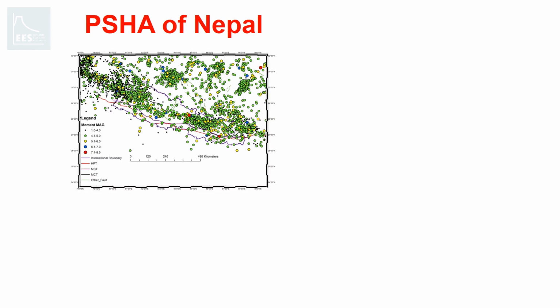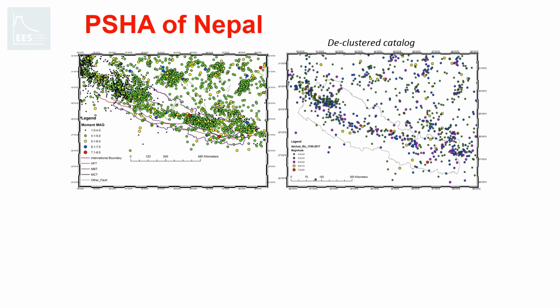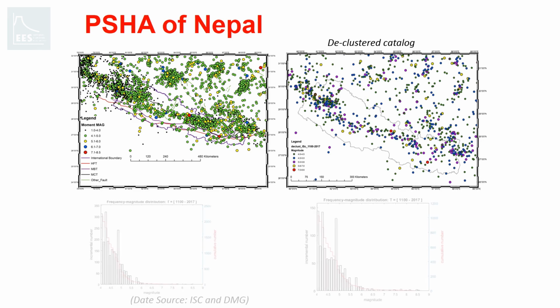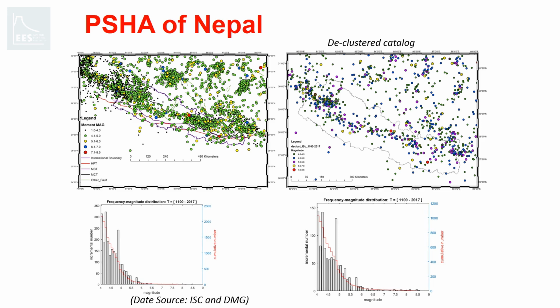At first, as you can see, the earthquake catalog was procured from the Nepal Seismological Center and it was declustered, and a threshold magnitude of 4 was taken as discussed earlier. Then after that, this is just a plot of frequency of occurrence for different values of magnitude.